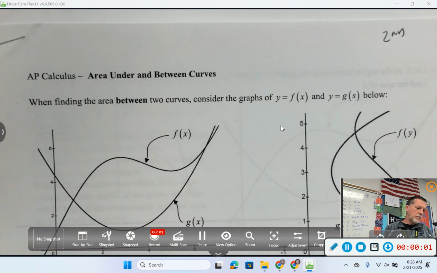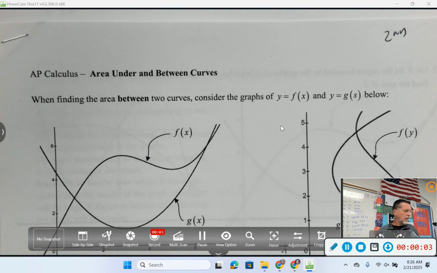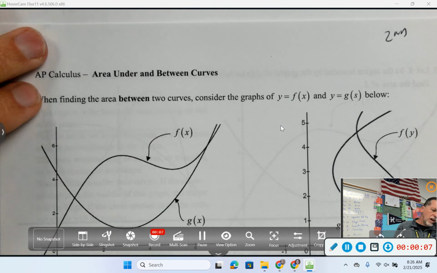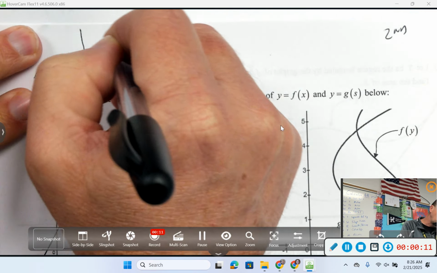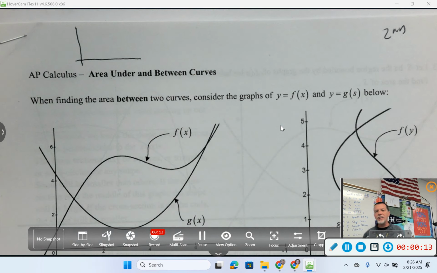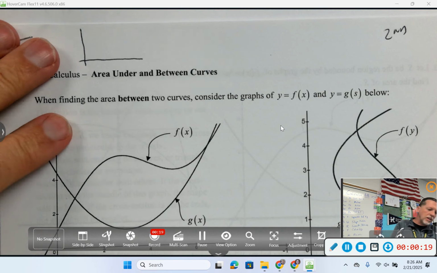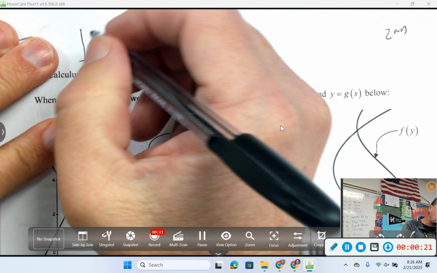Area under and between curves. First day of the last unit. Before we get to area between curves, let's back up and talk about, or remind ourselves about, area under a curve. So back up half a step to stuff that we probably know pretty well, and then we'll move forward after that.